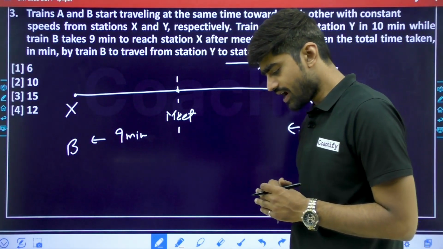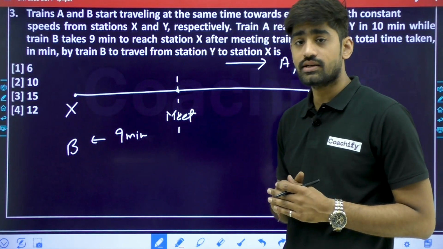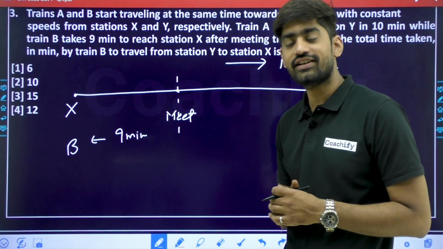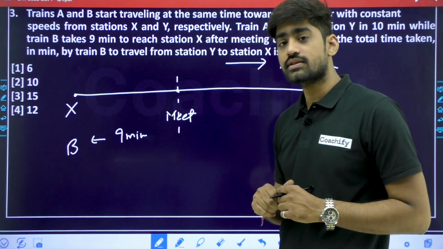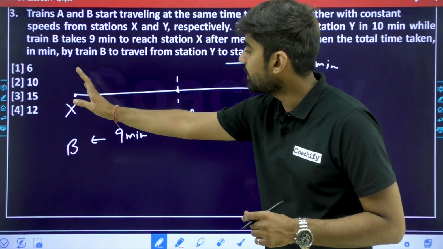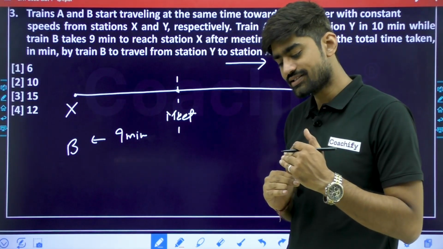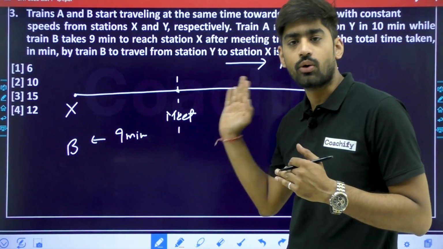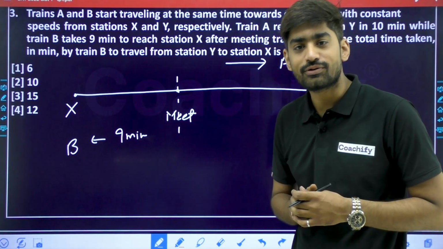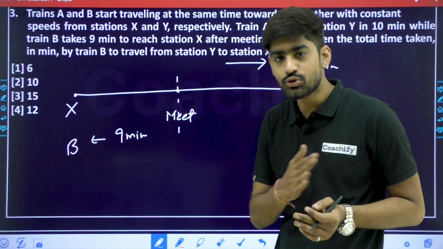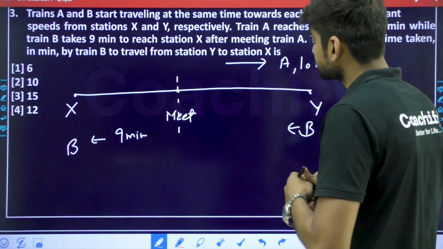Okay, let's understand something. The trains are traveling at constant speed. I'm not saying the trains are traveling at the same speed, but yes, they are traveling at constant speed. That means their speed is maintained throughout. So if we take the ratio of their speeds, that should also be constant throughout. If we take the ratio of their time taken, that should also remain constant throughout. I hope you understand this concept.